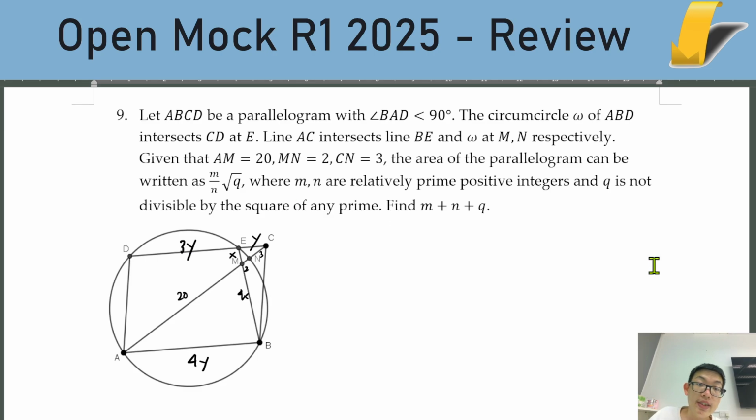The good thing about this is that I can now just use power of a point on the two things that are not on the circle, which are c and m. So when you're trying to use power of a point, look for things that are not on the circle.